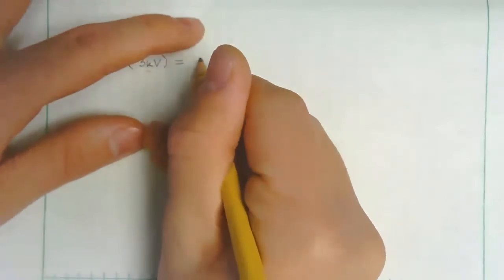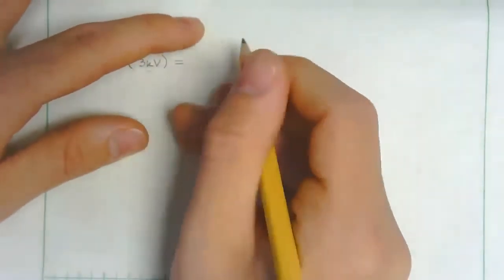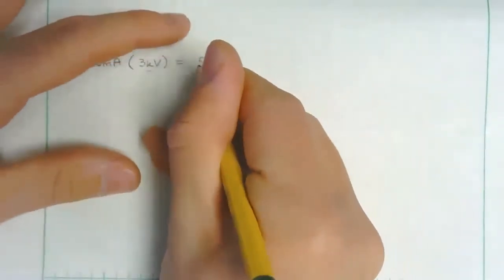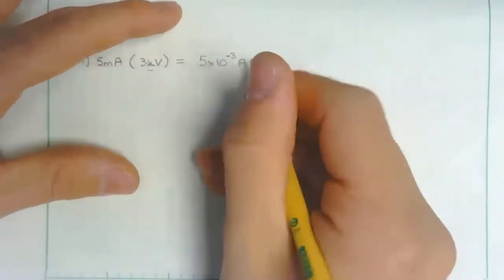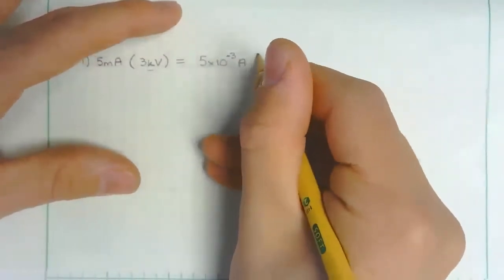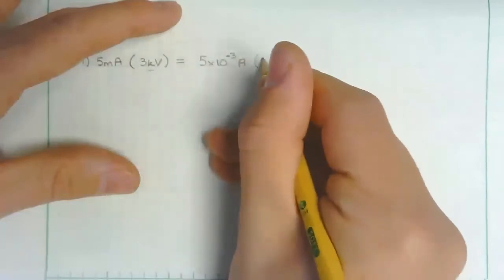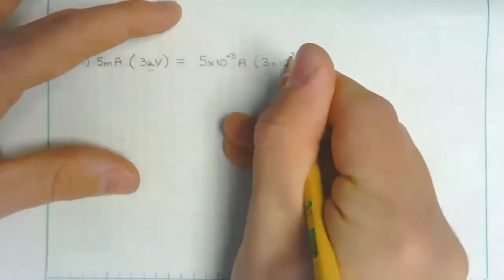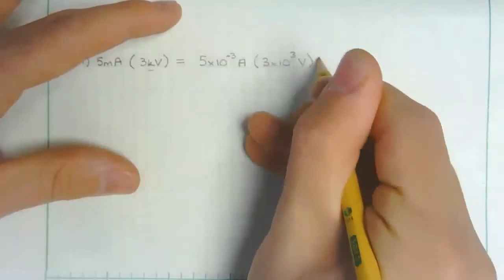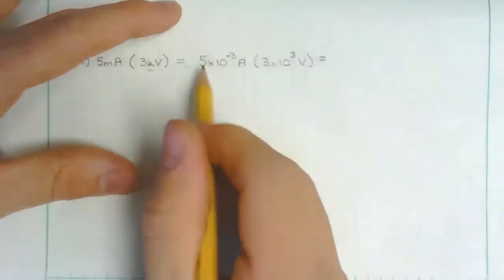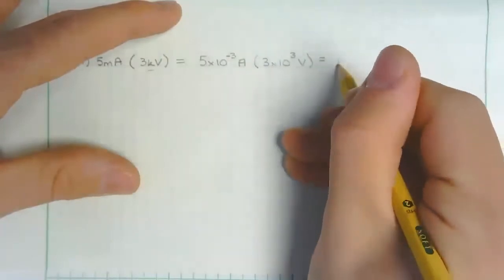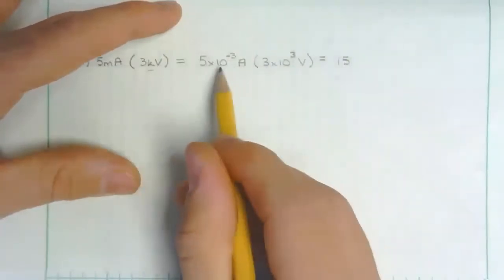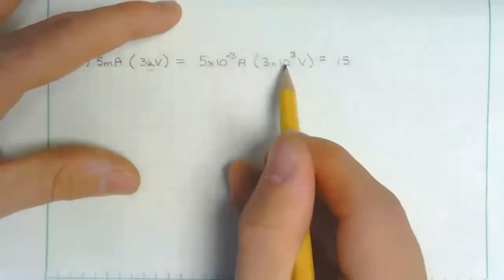So we have 5 milliamps. Milli is going to be times 10 to the negative 3. So we have 5 times 10 to the negative 3 amps. The 10 to the negative 3 is the milli. And we're going to multiply that by 3 kilovolts, which is going to be 3 times 10 to the positive 3 volts. Awesome. So now we can multiply the 5 and 3. We'll get 15.